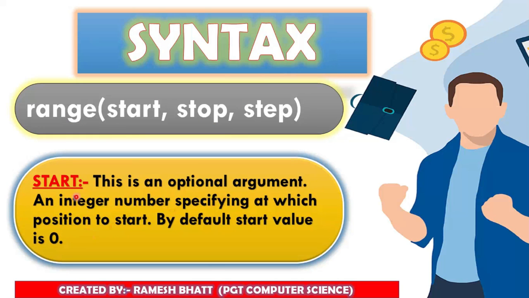First of all, we will talk about start. It is an optional argument, an integer number specifying at which position to start. By default the start value is 0. So start will tell from which position I want to start our range, and if I don't provide the start value, then it will take 0, and if I provide any value, then it will take that value, and we can only provide the value as an integer.